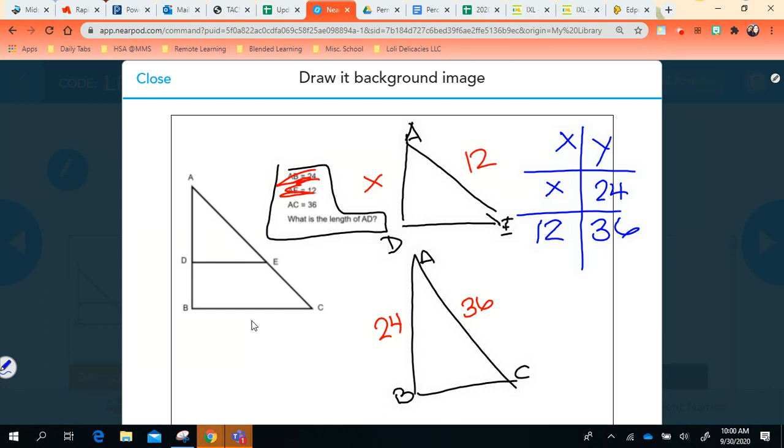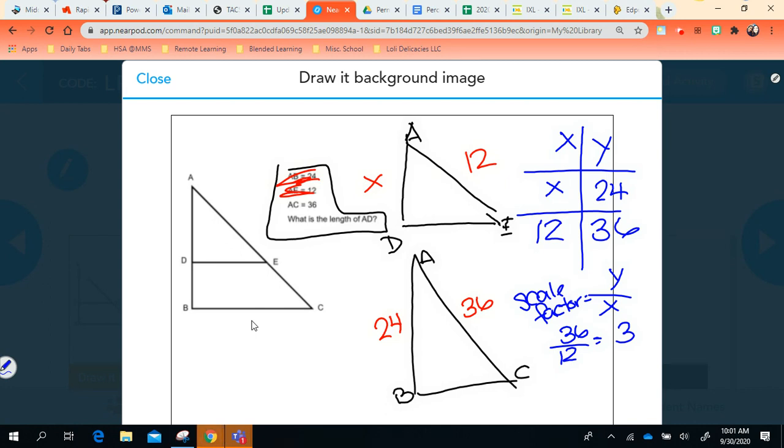What do I do next? Solve for y over x, which is called what? What's that fancy phrase we need? Scale factor. Thank you. We're solving for scale factor by using y over x. So what can I use here to find my scale factor? 36 divided by 12. Which gives me 3. So my scale factor is 3.